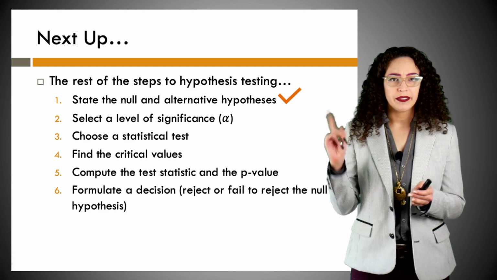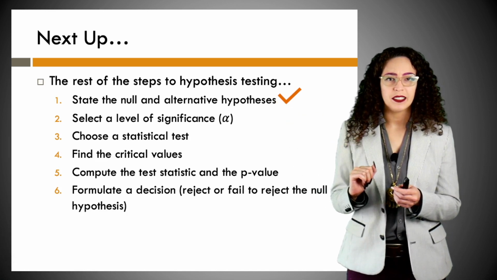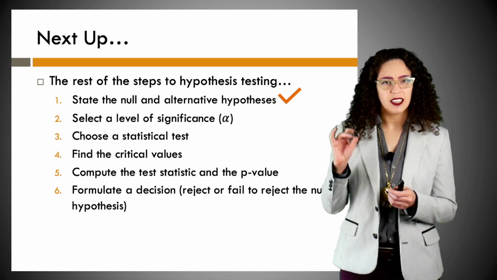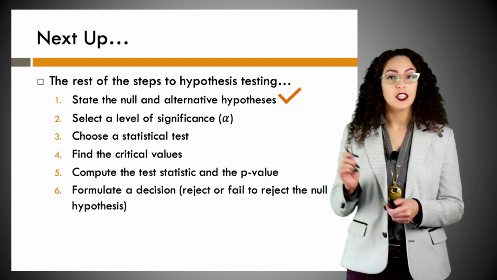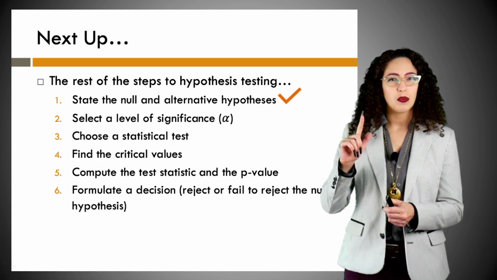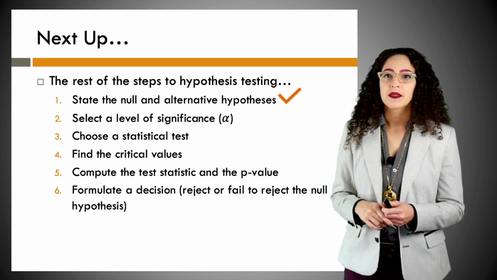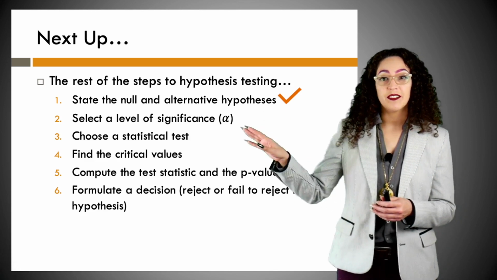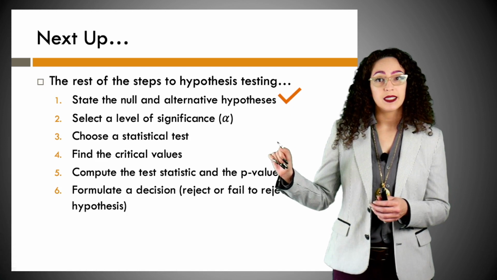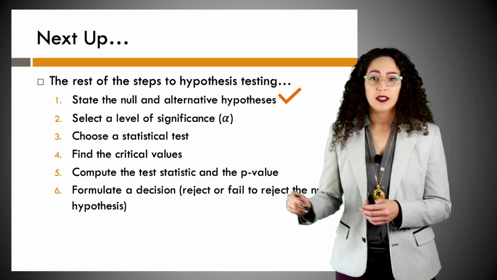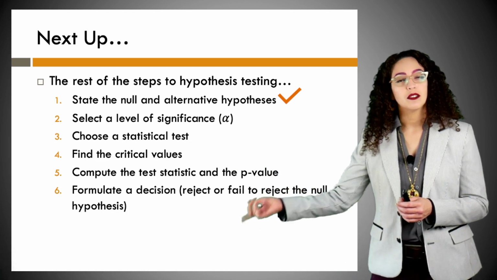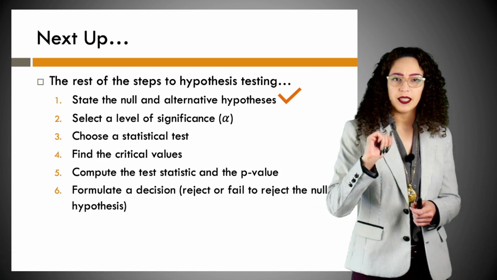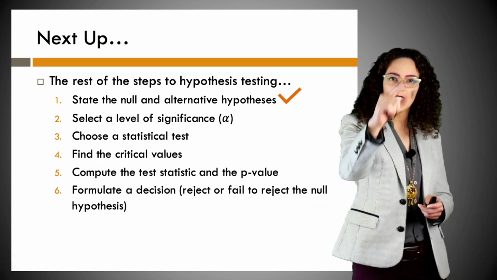Done it. We have gotten past the first step of hypothesis testing, stating the null and alternative, and now we know we always come from the assumption that the null is true. It's going to be very important. Keep that in mind. Next up, we're going to look at the level of significance. We're going to choose the appropriate statistical test, find our critical values, compute our test statistics, and formulate our decision whether we reject or fail to reject that null hypothesis. I will see you there.